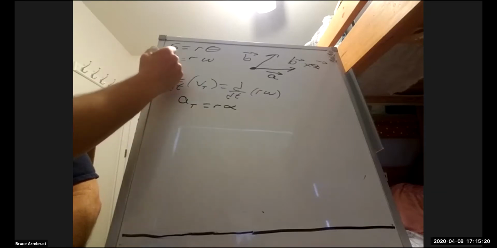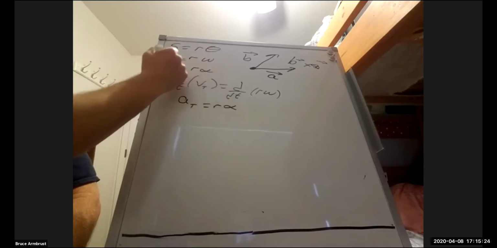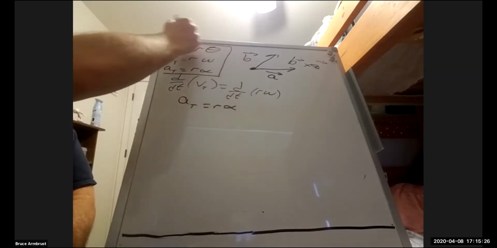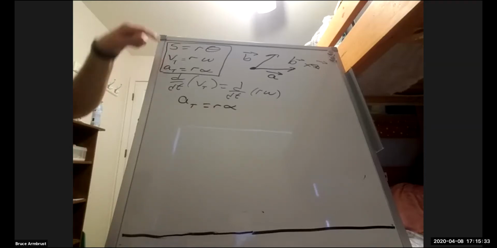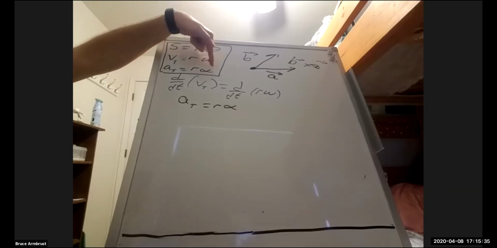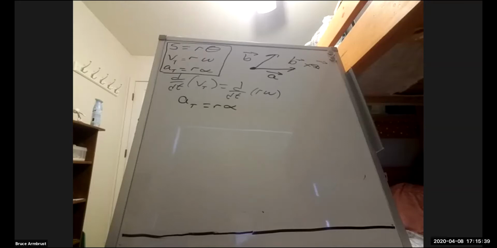So check it out. These three all have the exact same structure. The linear bits are all equal to the angular equivalents times r. So if you know one of them, you know all of them. But that, at least, is their magnitudes.